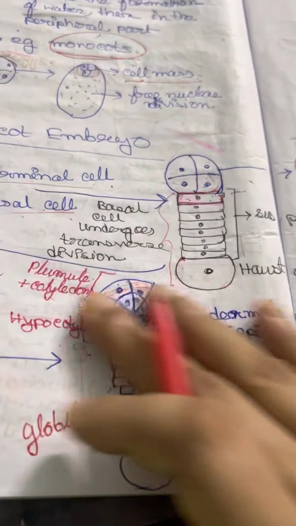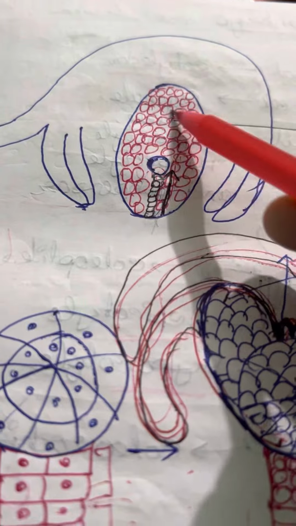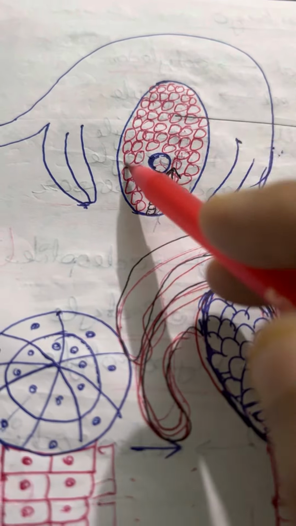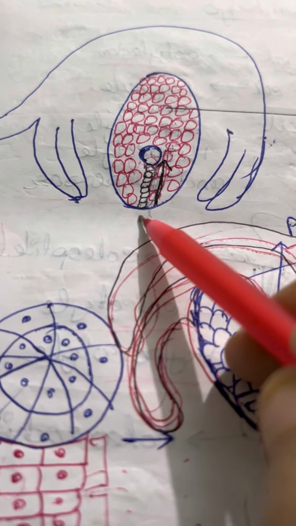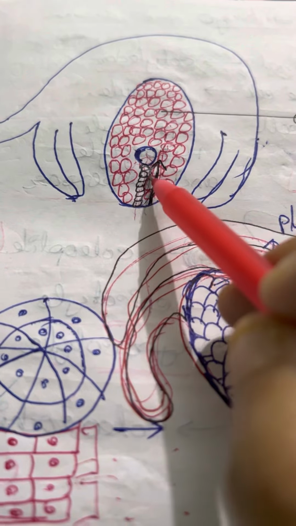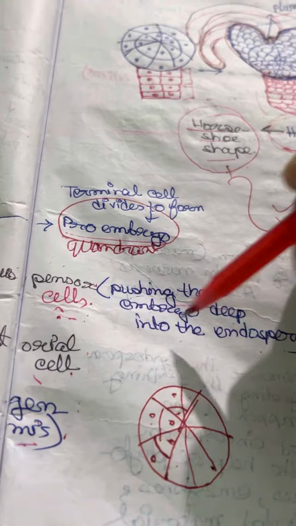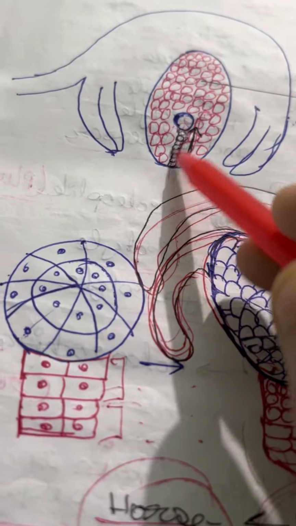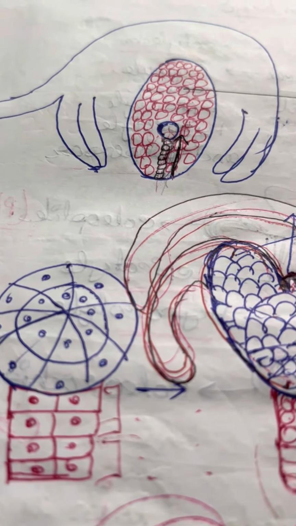Okay, so this is the thing that happened. In an anatropous ovule, we have seen that after double fertilization the endosperm already starts forming, and the dicot embryo will also start. As I have written here, the suspensor cell pushes the embryo into the endosperm. Why does the suspensor cell push the embryo inside? To get the nutrition, because the endosperm will give it the nutrition.